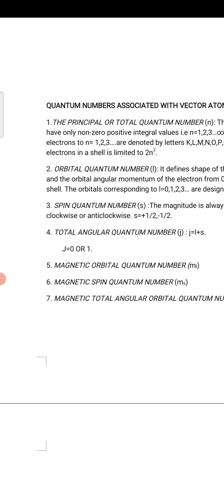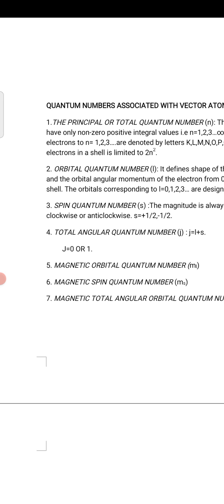The next one is the total angular quantum number, denoted by small j. This quantum number represents the resultant angular momentum of the electron due to both orbital and spin motions. Its numerical value is the vector sum of l and s. It is usually expressed as j equal to l plus s. So j is equal to l plus 1 by 2, where the plus sign is used when s is parallel to l, and j is equal to l minus 1 by 2, used when s is anti-parallel to l.